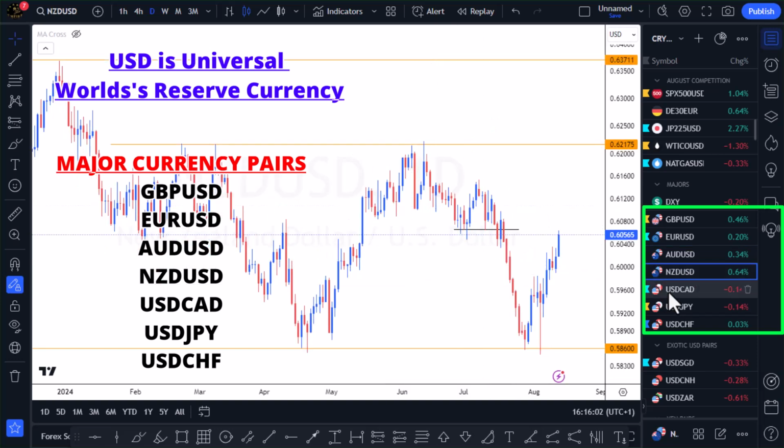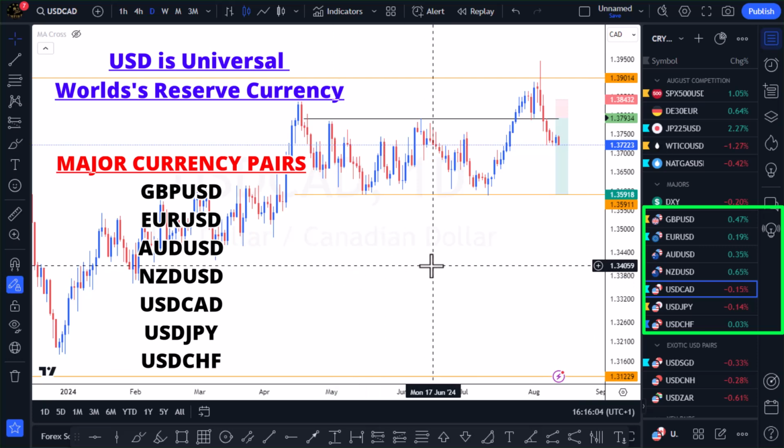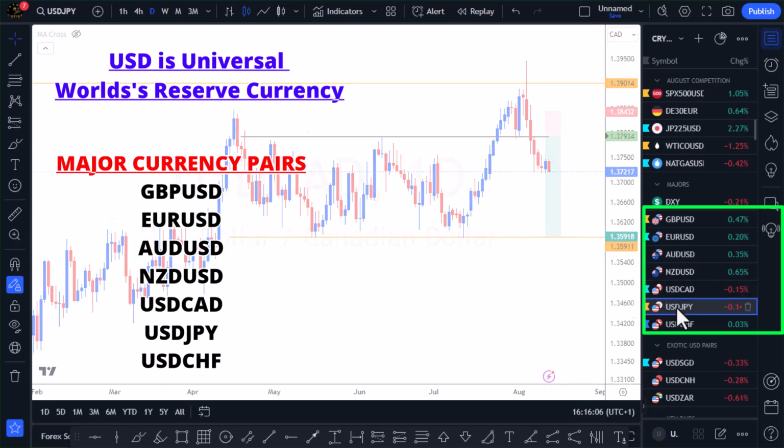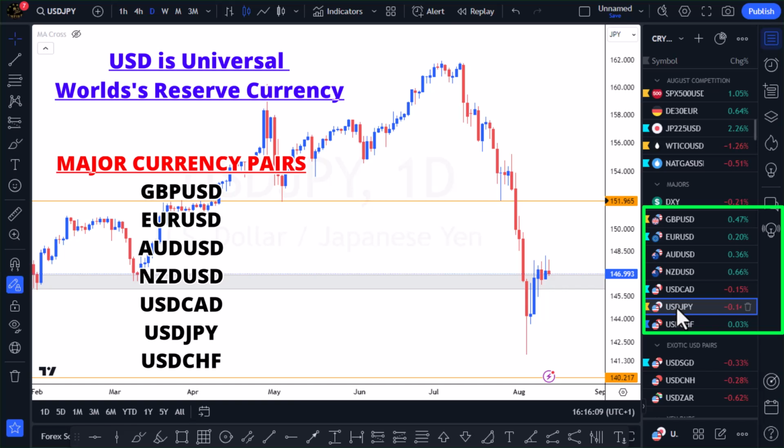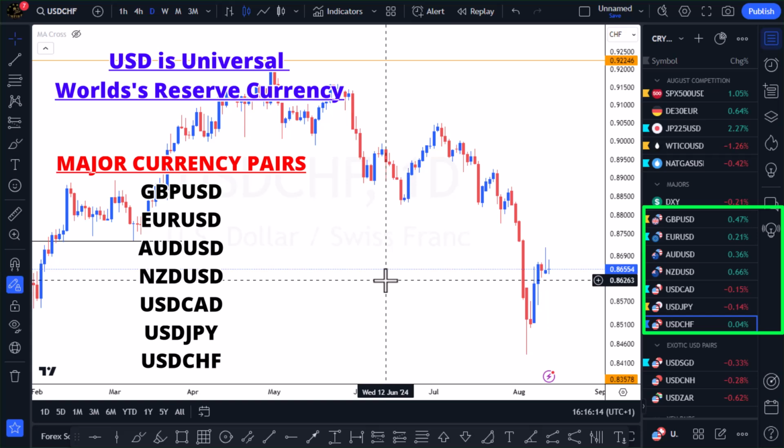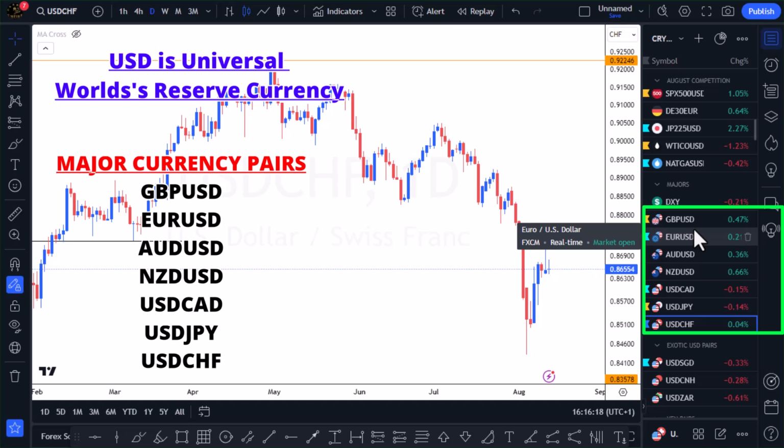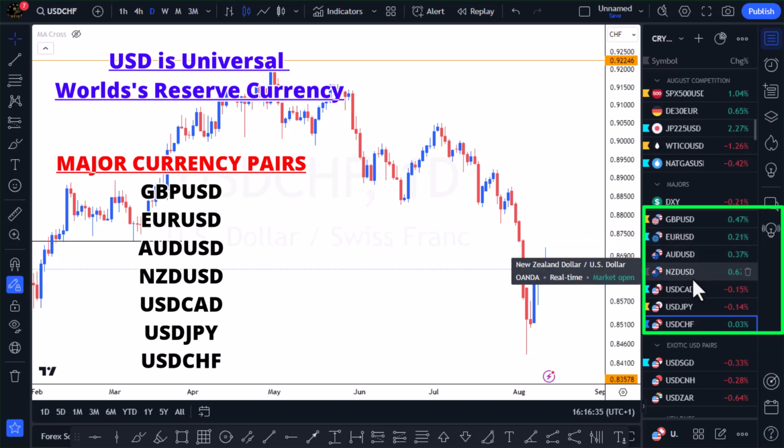This is the chart. We have the USD paired against the Canadian dollar. This is the price chart. We have the USD paired against the JPY, that is the Japanese yen. This is the chart. And we have the USD paired against the Swiss franc. This is the chart. So together, we have 7 major currencies in the forex market. All these currencies are paired against the USD. So whenever you see the top leading currencies of the world paired against the USD, that means you are dealing with the forex major currency pairs.